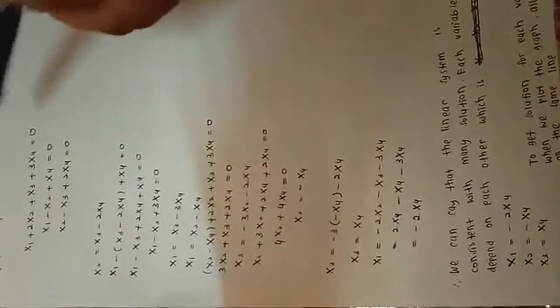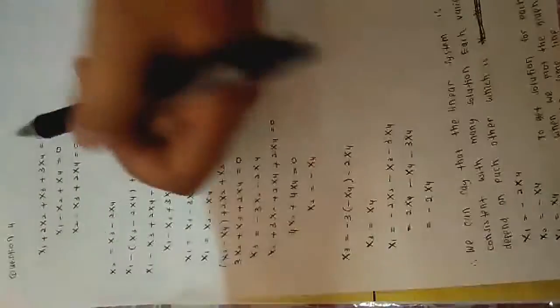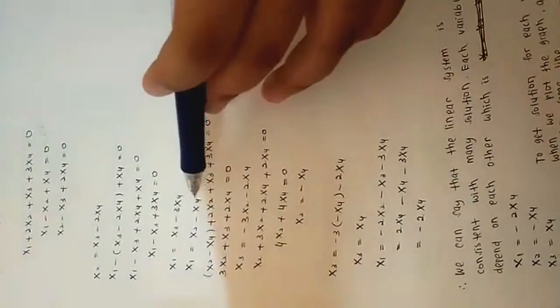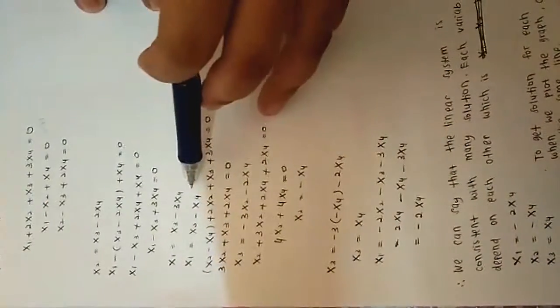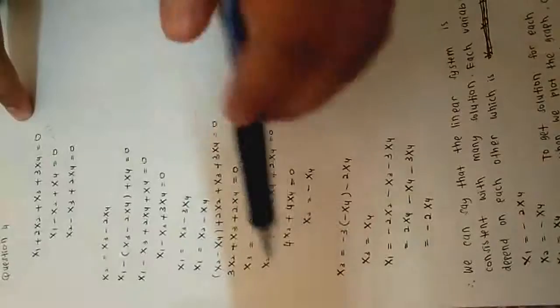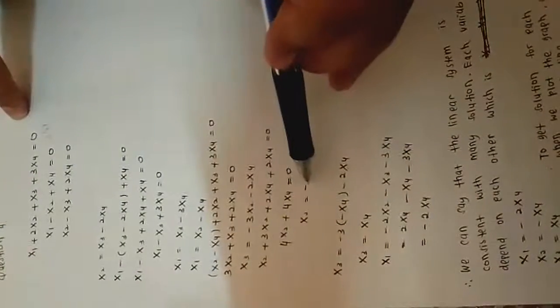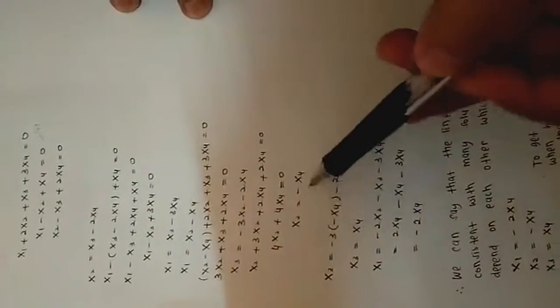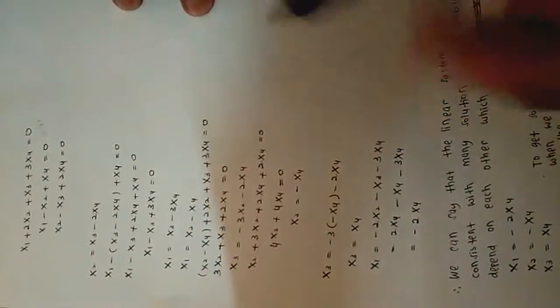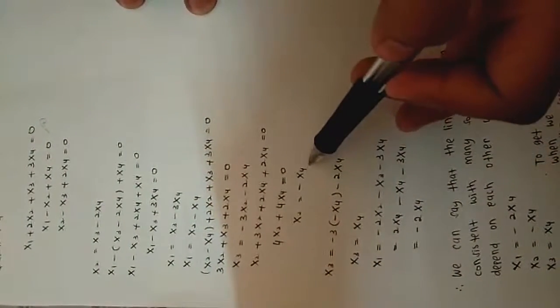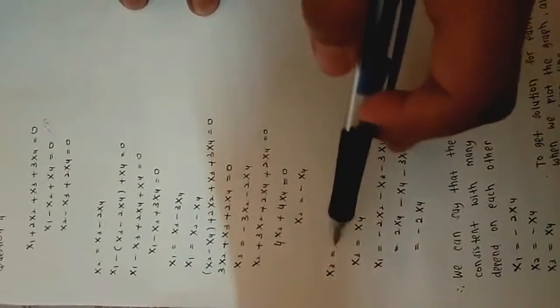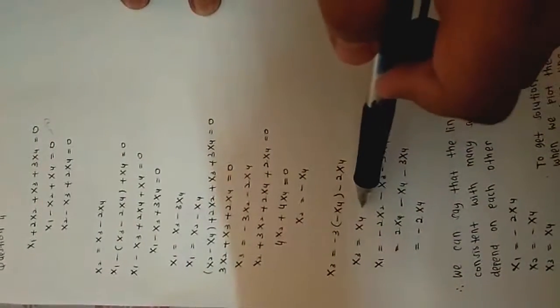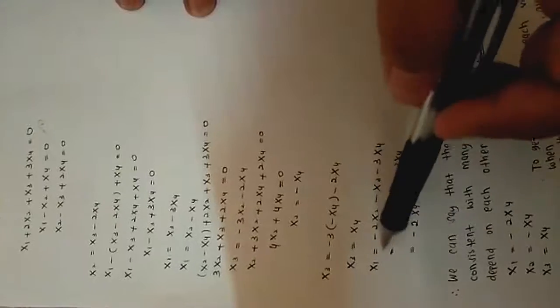Then for equation number 2, I will write it as x1 equal to x2 plus minus x4, and then I substitute it in this equation. Then I will get x2 equal to negative x4. Then when I get this, I put it in this equation. Then I will get x3 equal to x4, and then I substitute it again.